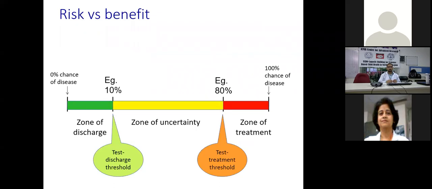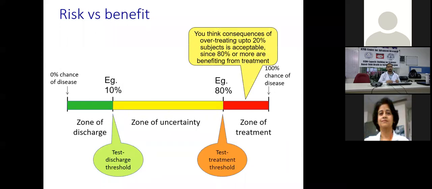So effectively, you are gambling between risk and benefit. So for example, if for a particular disease, you have mentally kept a test treatment threshold of around 80%, which means you're telling yourself that, well, if the probability of the disease is around 80%, I'm going to go ahead and start treatment. Then what are you effectively doing? You're effectively thinking that the consequences of over-treating up to 20% subjects is acceptable, since 80% or more are actually benefiting from the treatment.